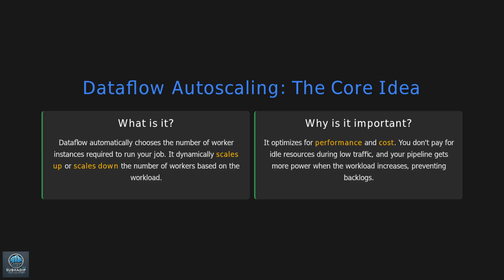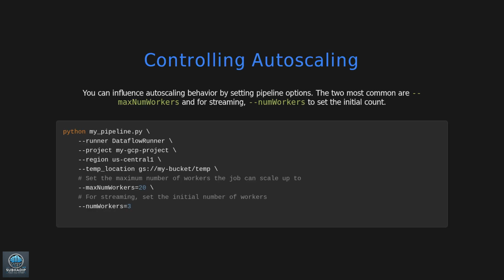First up, let's talk about autoscaling. At its core, Dataflow autoscaling is a feature that automatically adjusts the number of virtual machine workers for your job. It scales up when there's more data to process and scales down during lulls. This is crucial for balancing performance with cost, ensuring you have enough power when you need it without overpaying for idle resources. While autoscaling is automatic, you can provide guardrails.